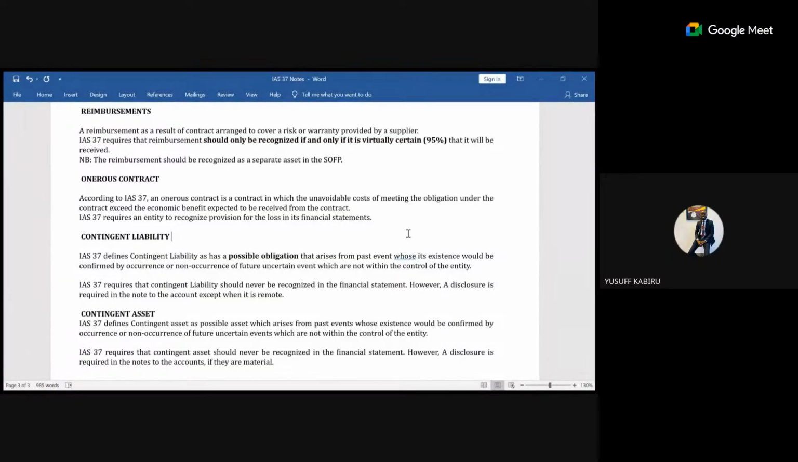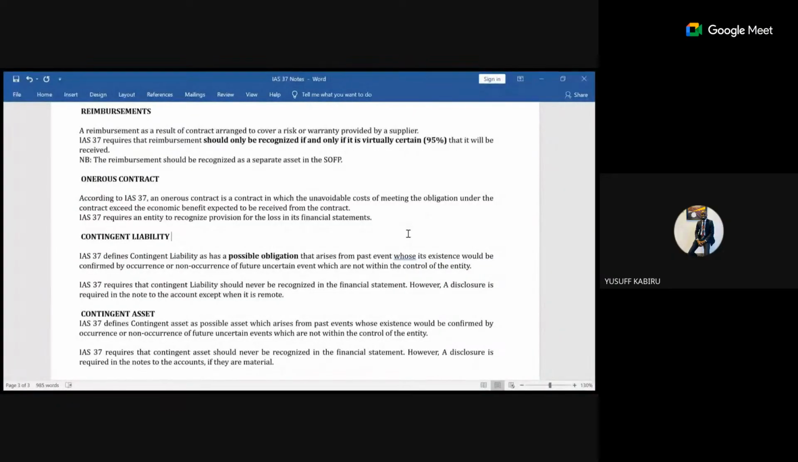So that provision here, and if you remember, when you have a 50% probability or less, it is a possible obligation. So contingent liability in that instance, in this example I just made, because there is a 30% chance that you will lose that case. But if it is more than 50%, let's say 60% or 55%, you recognize provision. When your lawyer told you that there is a 60% chance that we are going to lose this case, you will recognize provision.